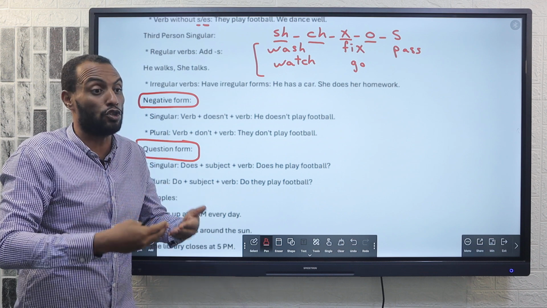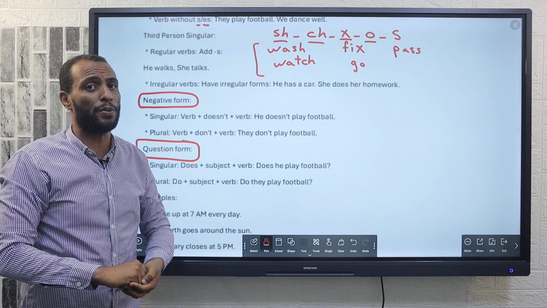But for the second time, we're going to complete more information related to the present simple.